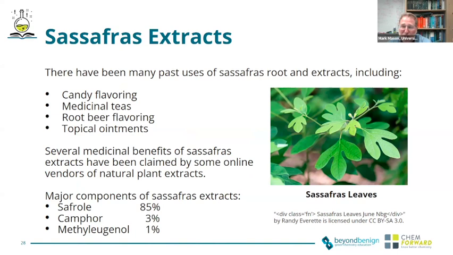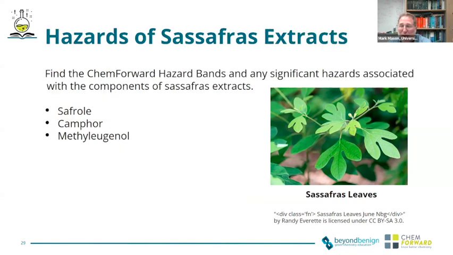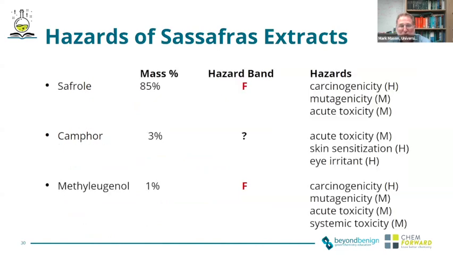If you had a chance to look at the pre-workshop assignment and looked up the ChemFORWARD hazard band for these three chemicals, what you find is safrole has a hazard band of F, as does the methyl eugenol. And safrole is a known carcinogen. In fact, it was banned from use as a food additive in 1960, so a long time ago. So again, a great example of a naturally occurring substance that's not safe for consumption.